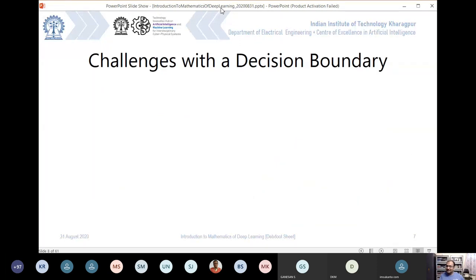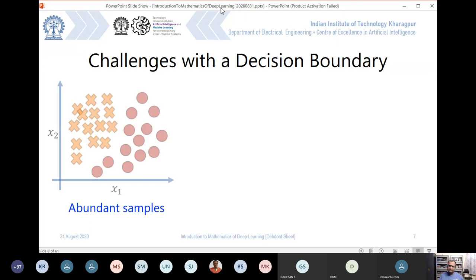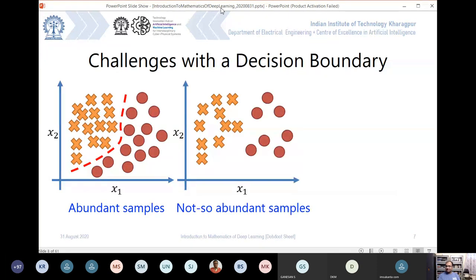Now the problem is that there is a lot of challenge associated with this decision boundary. First and foremost is if you have a lot of samples. Okay, I have a lot of samples, and then I can pretty much do a decision boundary which says that anything on the left hand side belongs to the orange class and anything on the right hand side belongs to the red circles, and that's great. I'm able to solve it. The problem starts coming in when you don't have so many abundant samples. So one possible solution is this, which works out good and we are happy around it. But then there is also a possibility that this can also be a solution, and that's where the problem starts coming in.